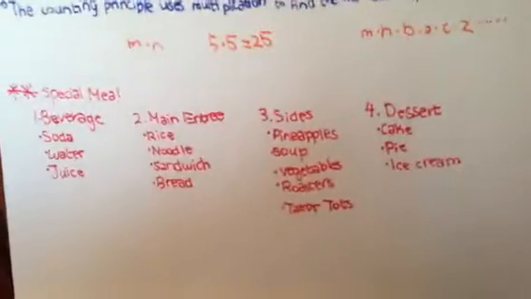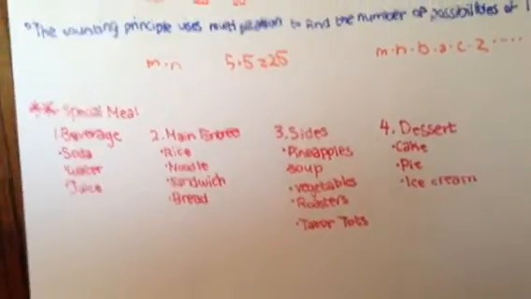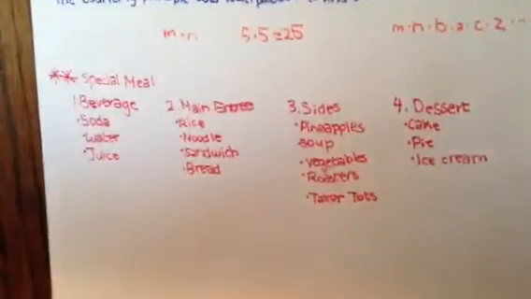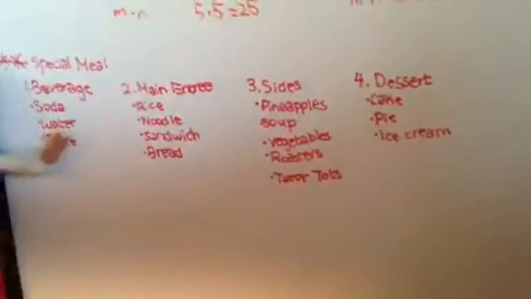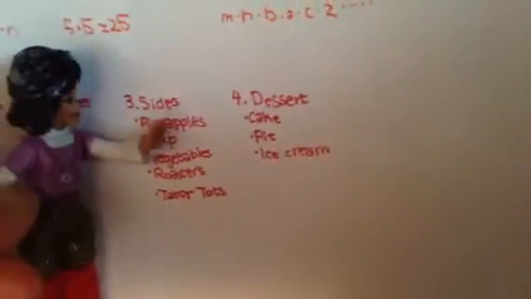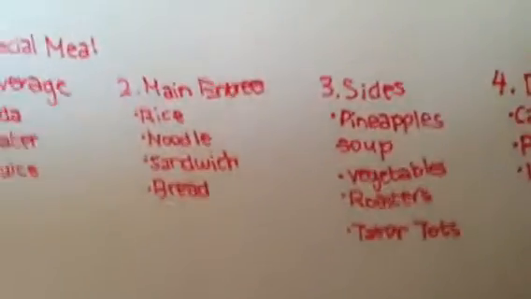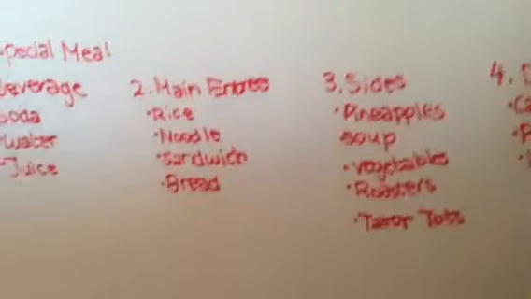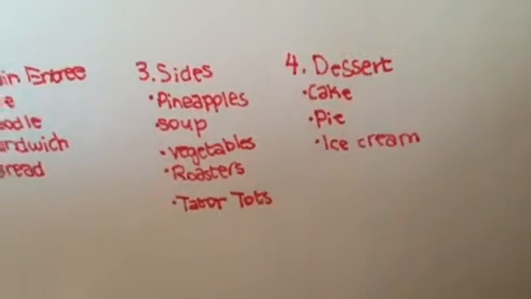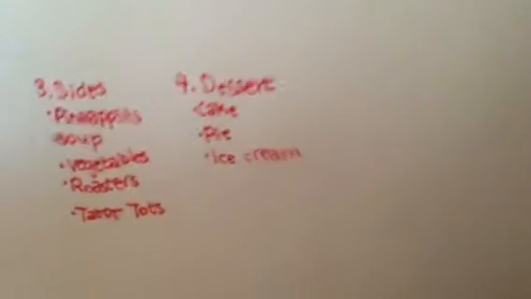Sometimes a tree diagram will be too large. So, let's look at an example. Say we have a special meal in a restaurant, and for the meal you have to choose 1 beverage, 1 main entree, 1 side, and 1 dessert. For the beverage, I can choose soda, water, or juice. For the main entree, I can choose rice, noodles, sandwich, or bread. For the sides, I can choose pineapple, soup, vegetables, roasters, or tater tots. And for the dessert, I can choose cake, pie, or ice cream.